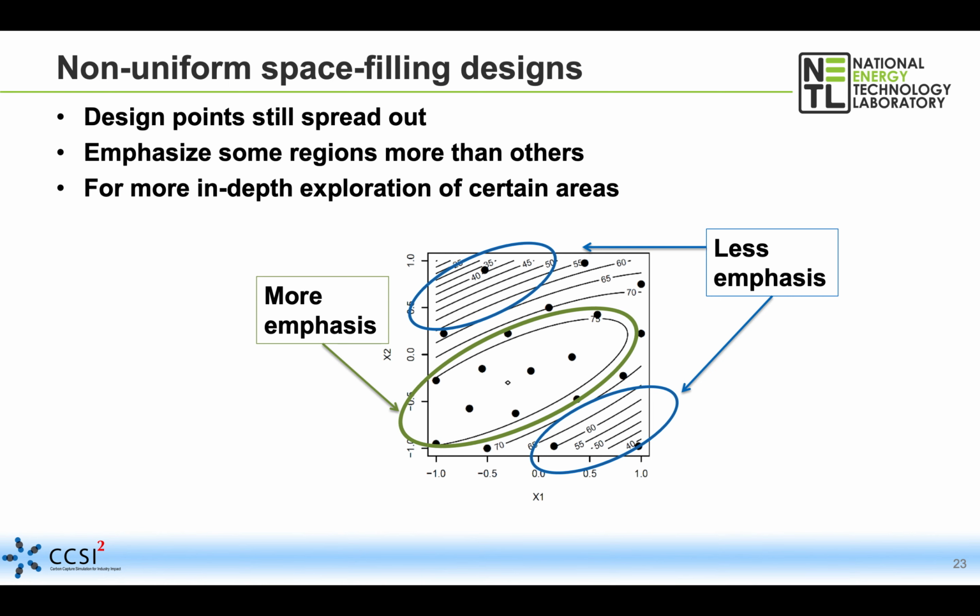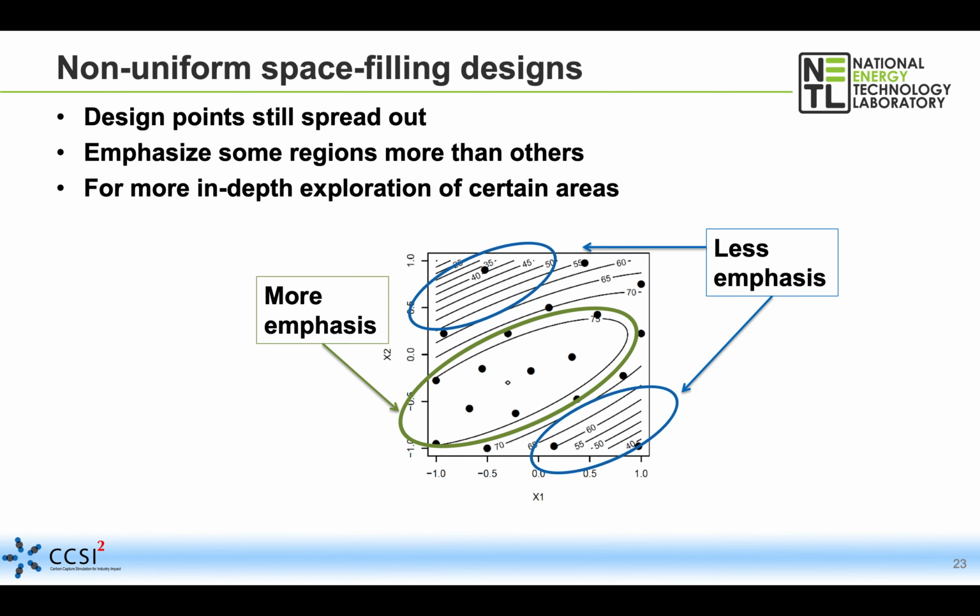The second method of space-filling designs that's available in the module are non-uniform space-filling designs. So these also seek to spread the design points out throughout the space of interest, but in a way that the experimenter can emphasize some regions over others. And that allows the flexibility to more deeply explore certain areas of the space while still covering the whole space.